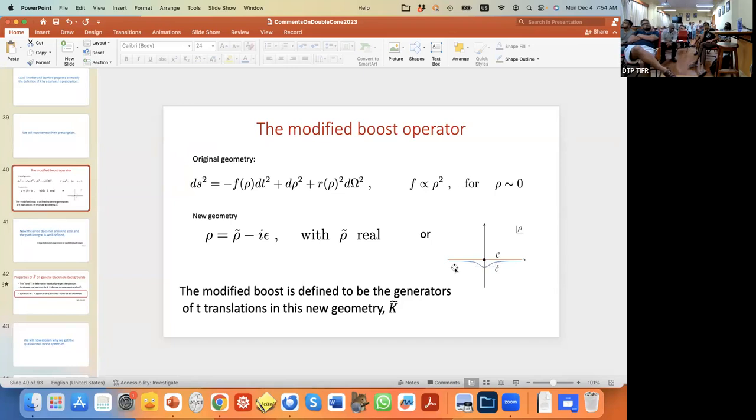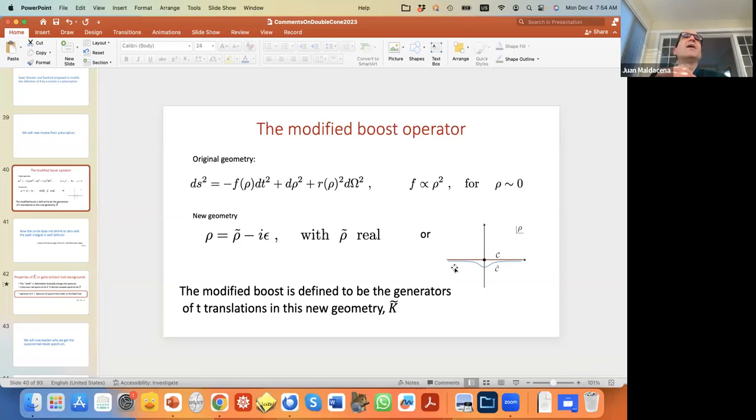Sorry, Juan. Let me be a little more precise about that comment. When we talk about the usual discussion of Rindler modes versus Minkowski modes, we do a similar analytic continuation, but the analytic continuation in that case is in the time variable. So we analytically continue the time variable as opposed to the radial variable. So that's the difference between the two cases.